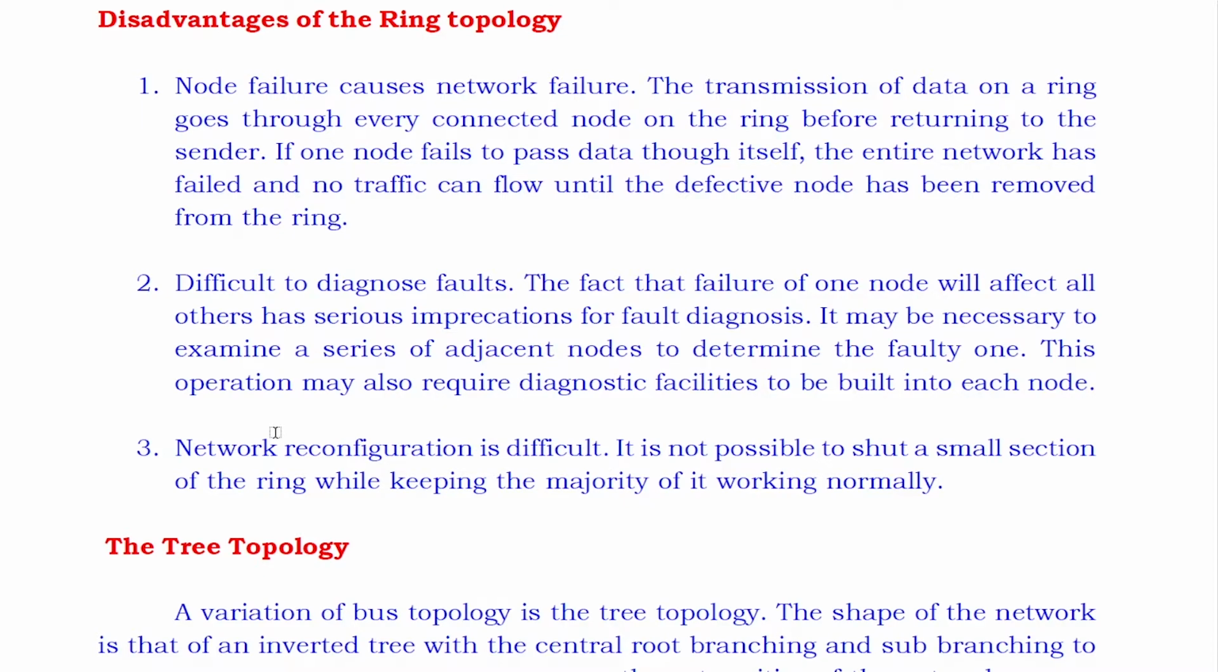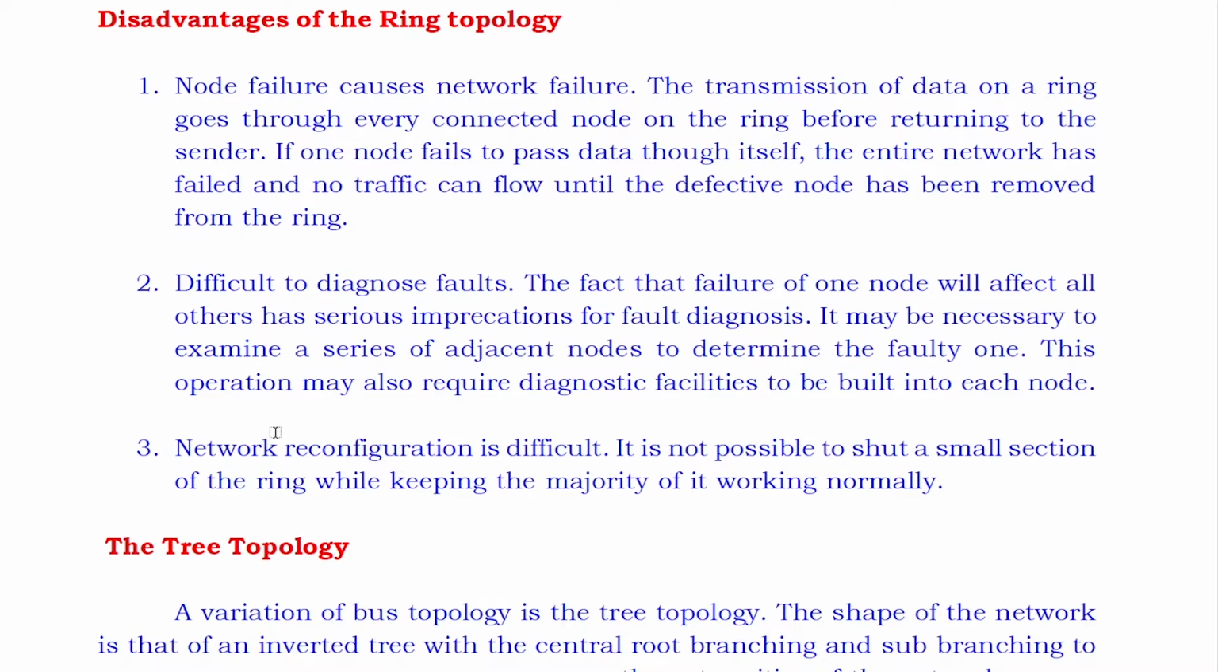Network reconfiguration is difficult. It is not possible to shut down a small section of the ring while keeping the majority of the network working normally. If a computer is not working, you have to find that particular computer, remove it, and then use the rest. That takes reconfiguration, because the physical layer changes, and the configuration has to be modified to establish a link with the next computer. So that's a reconfiguration.